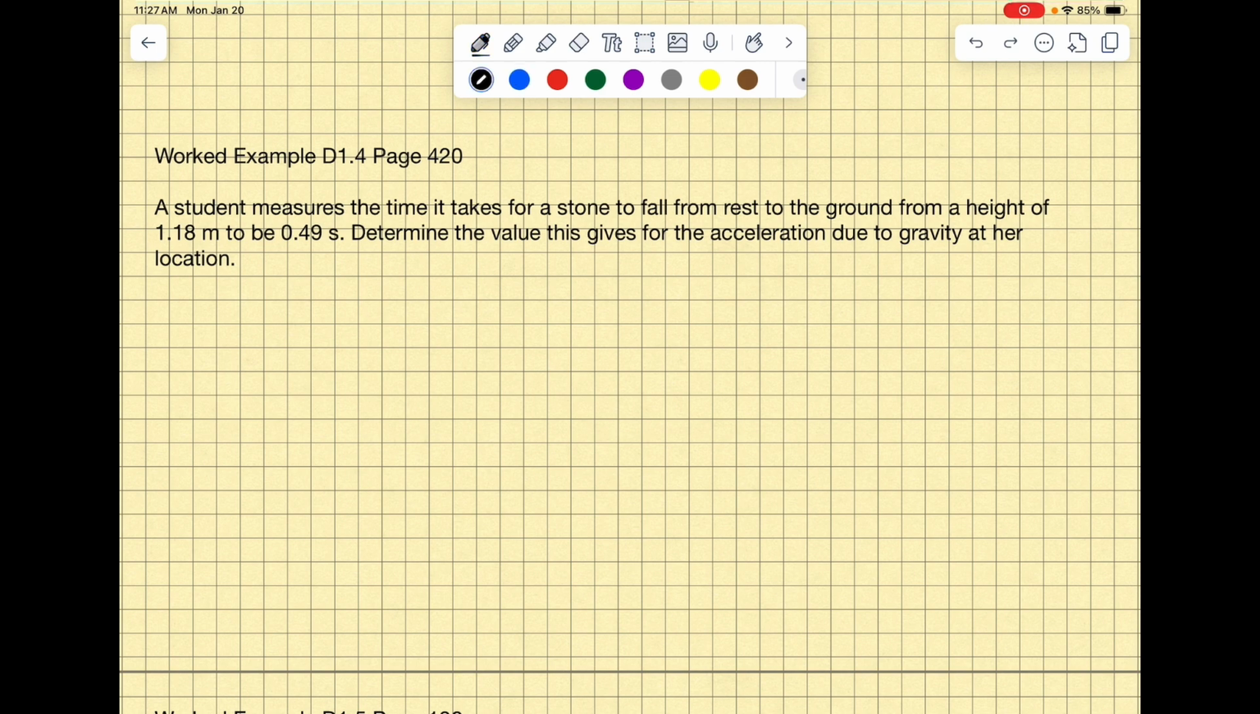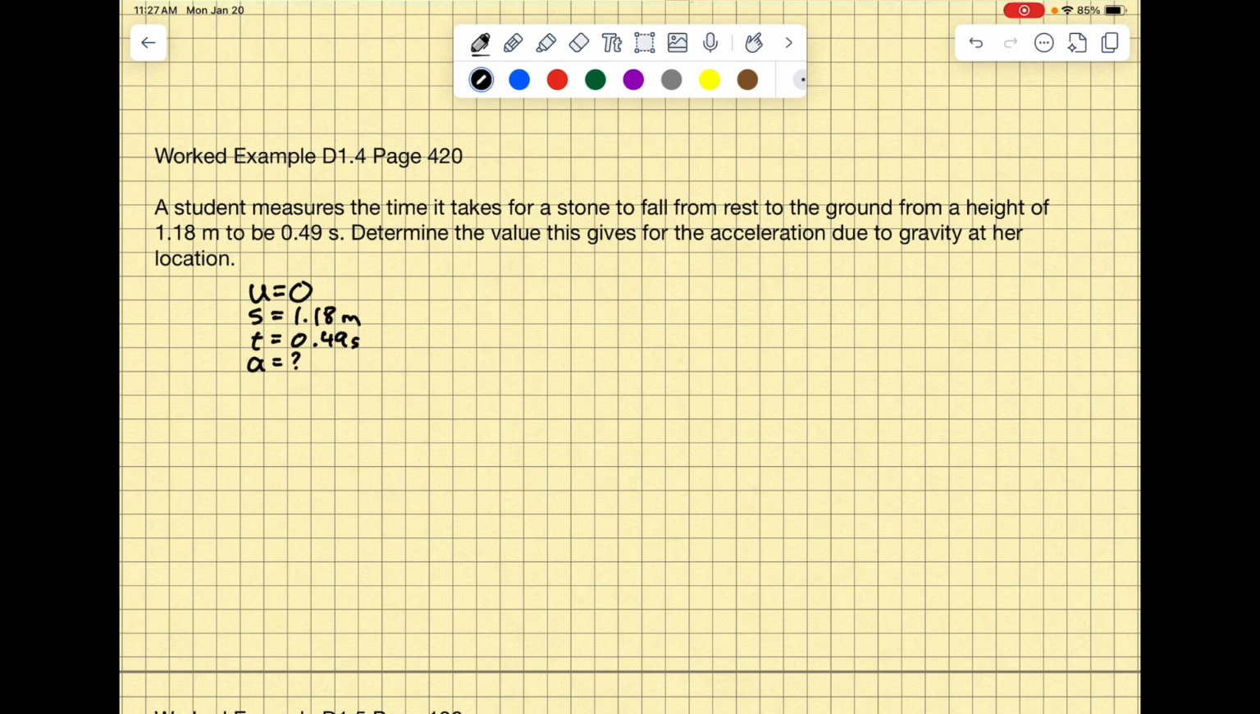Let's identify what we know. We're going to fall from rest, so u equals 0, to the ground from a height of 1.18 meters. So we'll say s is equal to 1.18. That's going to be our displacement, 1.18 meters. And the time is equal to 0.49 seconds. Determine the value this gives for the acceleration due to gravity. So acceleration is our question. That's what we don't know.